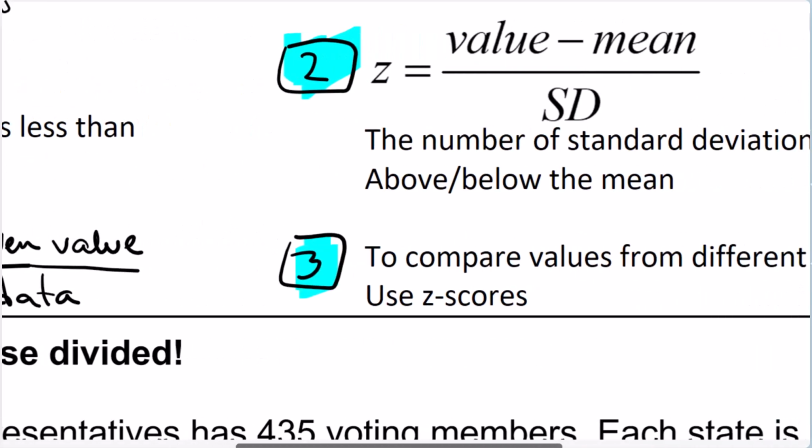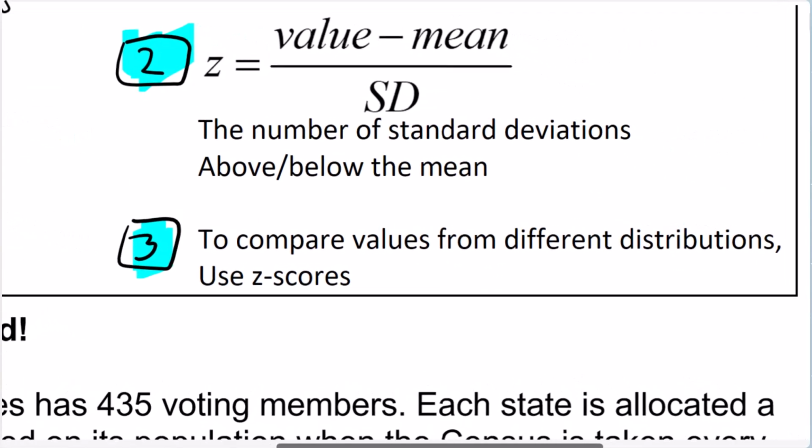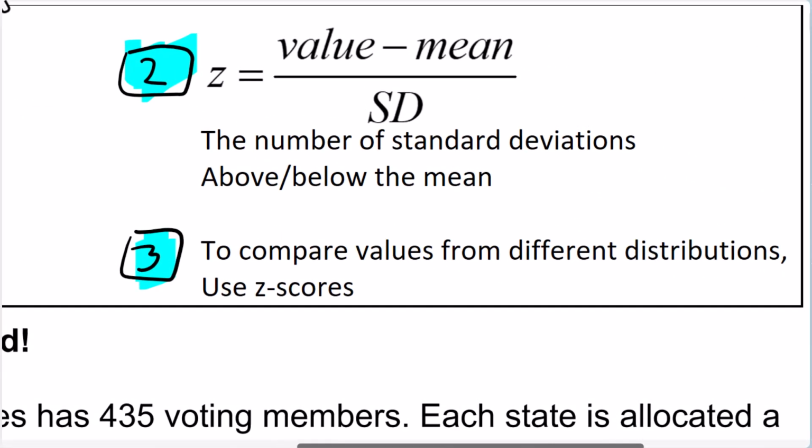Now, the other two pieces that we'll work with are about the z-score. To calculate a z-score, we'll take whatever given value we are looking at and subtract the mean from that. So we'll find that difference, and the order does matter, so be very careful with that. And we'll divide that by the standard deviation. The number of standard deviations, we'll describe as being above or below the mean, so there are two parts to that component.